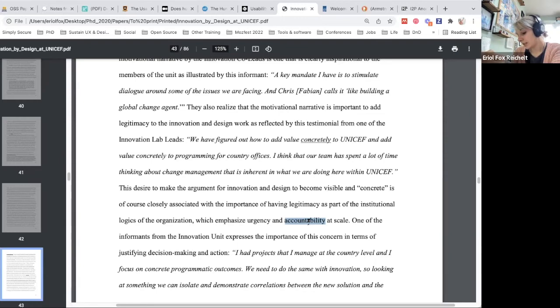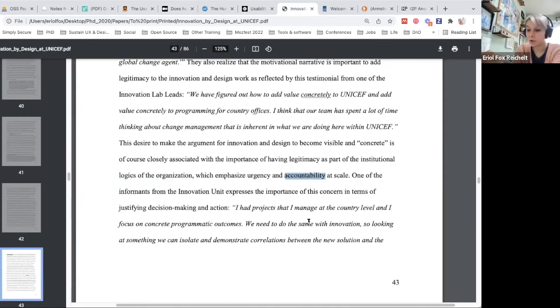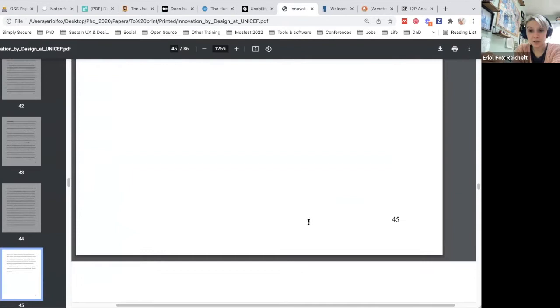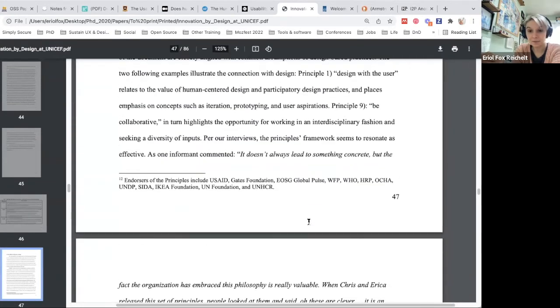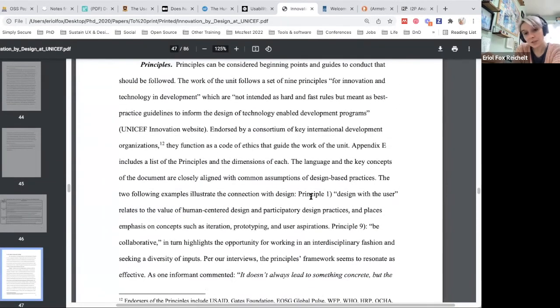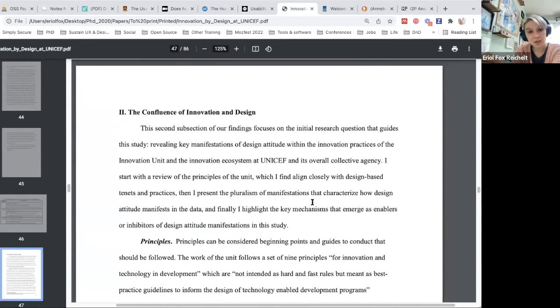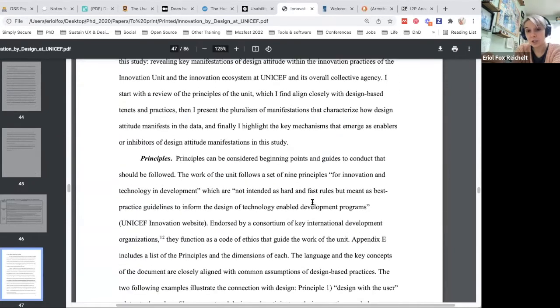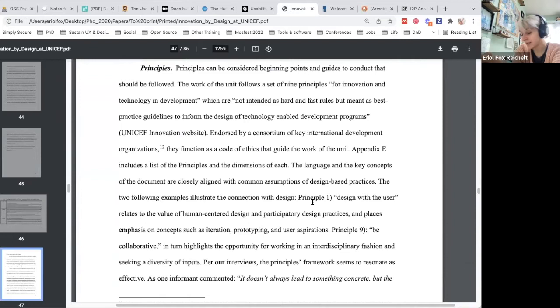We are then following on from this kind of concreteness. We move into page 47. We've got a principles section here, the confluence of innovation and design, and some principles about designing with the user. Principle 1, design with the user.